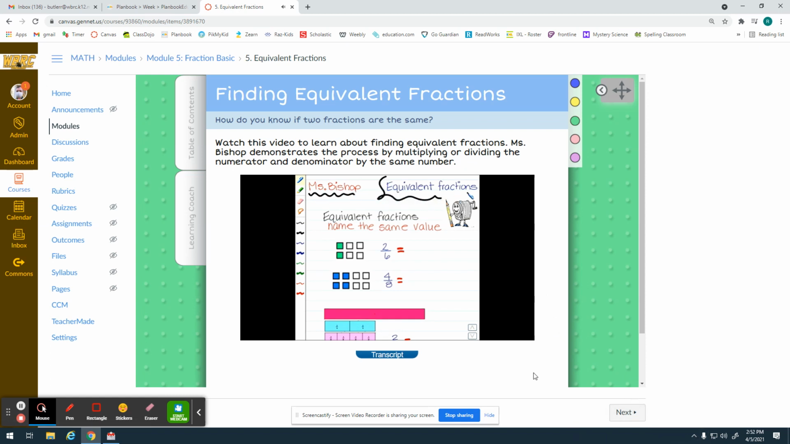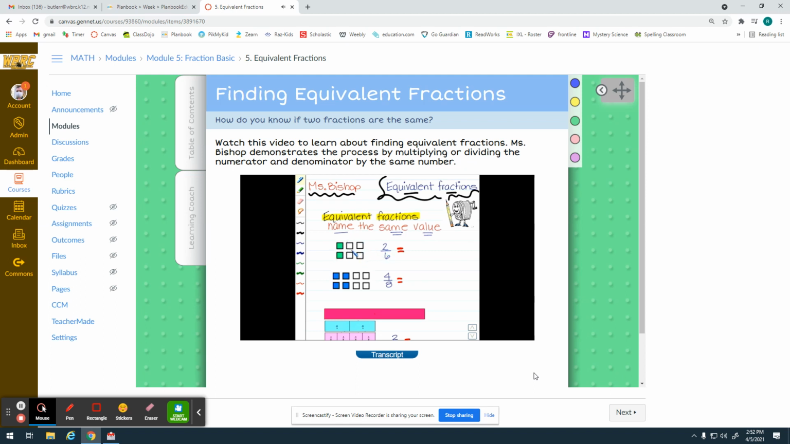Bishop, and I will be helping you with equivalent fractions. Equivalent fractions are fractions that name the same value. We can see this by using models.